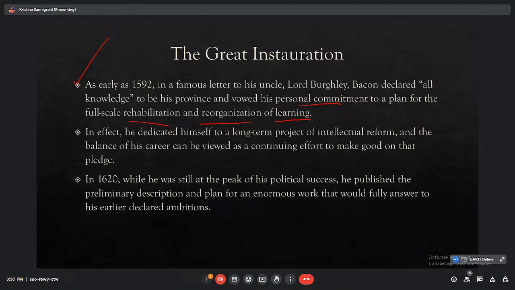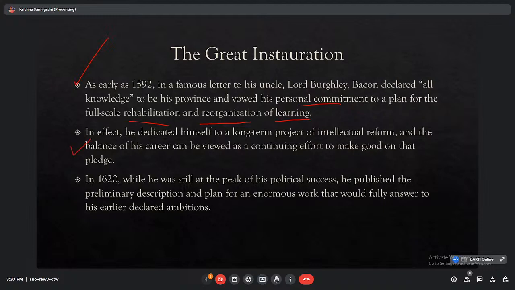If you remember, we started with this discussion that initially Bacon had thought that all knowledge is his province, and then slowly he moved on to do what? He moved on to restructure the idea of knowledge and learning. So here also in his letter to Lord Burghley, his uncle, he is writing that all knowledge is his province, and he vowed his personal commitment to a plan for the full scale rehabilitation and reorganization of learning.